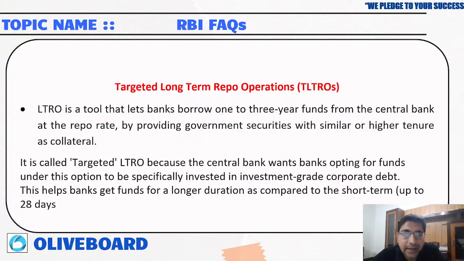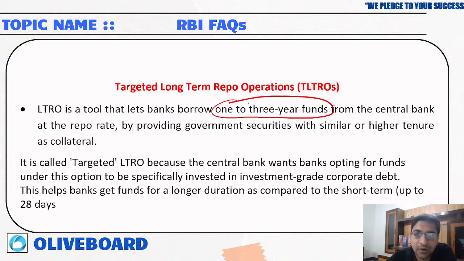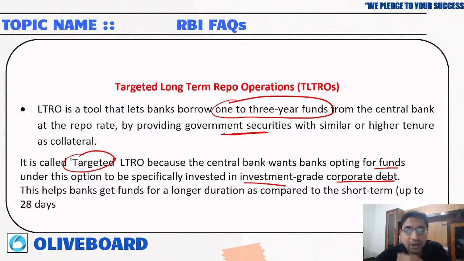Then targeted long-term repo operation, TLTRO. TLTRO is a tool that lets banks borrow 1 to 3 year funds from the central bank at the repo rate by providing their government securities as collateral. It is called targeted because the central bank wants banks opting for funds under this option to invest specifically in investment grade corporate debt. Like, if you really want to take that fund, you should invest it in corporate debt.